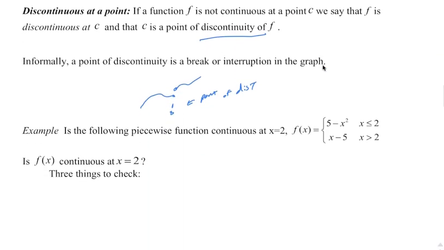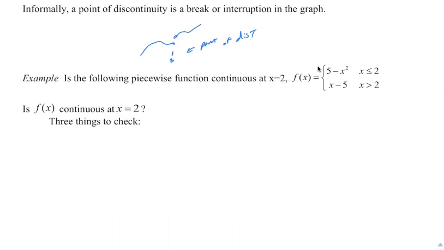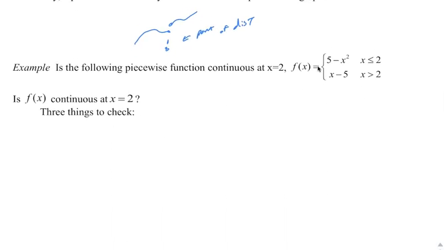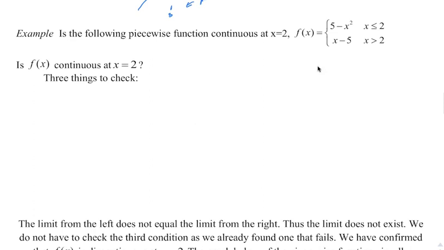So now let's look at an example of a point of discontinuity when we try to prove something is continuous. So this example. Is the following piecewise function continuous at x equals 2? f(x) equals 5 minus x squared where x is less than 2, and x minus 5 when x is greater than 2. Is f(x) continuous at x equals 2? So let's check our 3 things. Alright, so our first thing we check is does the function exist at 2? Does f(2) exist?